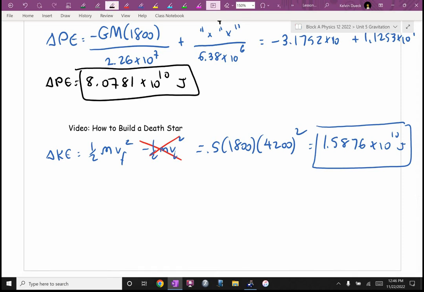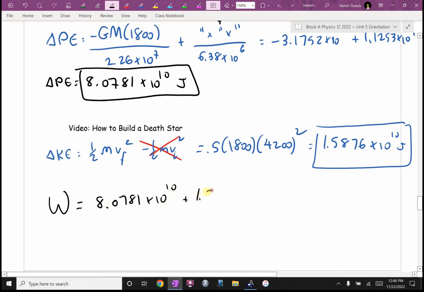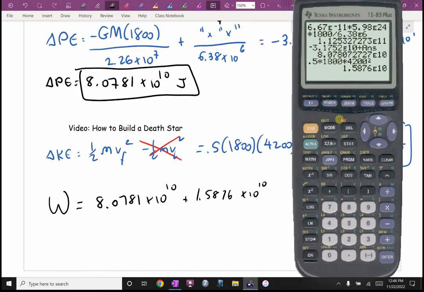Okay. The work, and it's a fair bit of work, no pun intended, is going to be equal to 8.0781 times 10 to the 10th plus 1.5876 times 10 to the 10th. I'll use my answer button.